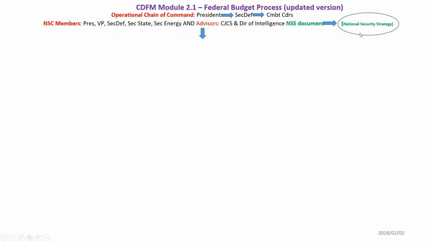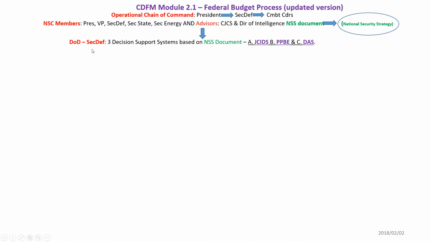So you can look at the NSS here as a large operational order. It tells what our higher command's focus is, what their strategy, priorities, and what needs to be done by subordinate organizations. So what the Department of Defense does is then look at the National Security Strategy and determine what are the defense-related things that we need to do to be able to meet that big up order, the National Security Strategy.